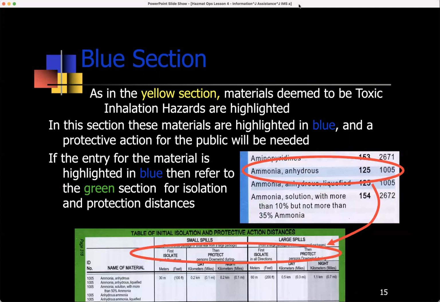Just like in the yellow section, some materials are deemed to be toxic inhalation hazards, TIH. They are also highlighted, but this time they're highlighted in blue. That means you need to go to the green section to determine your isolation distance and protective action distances.